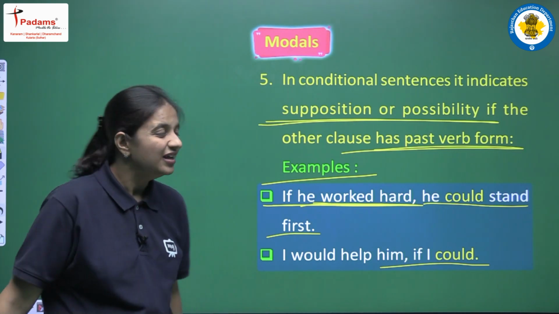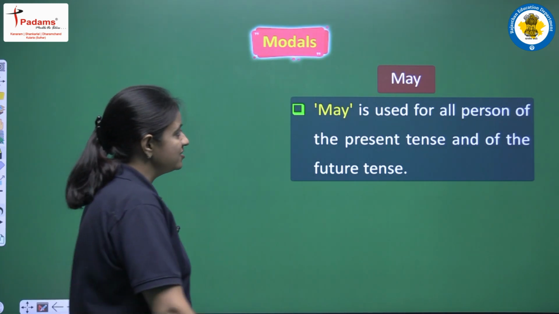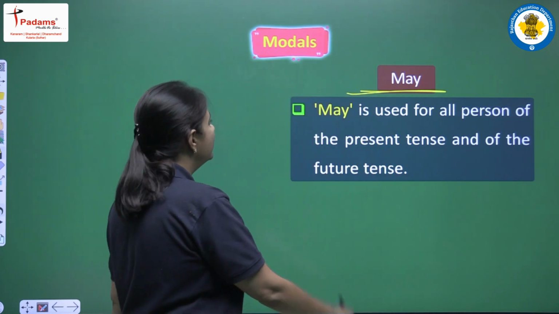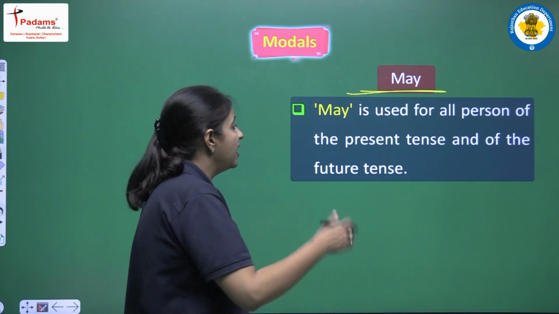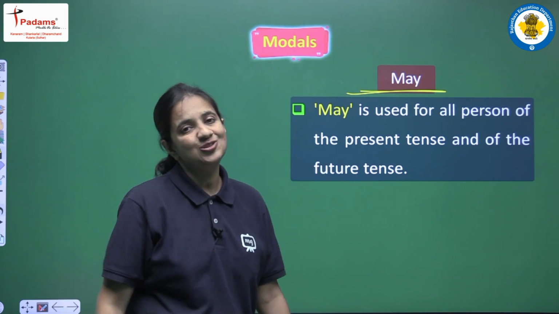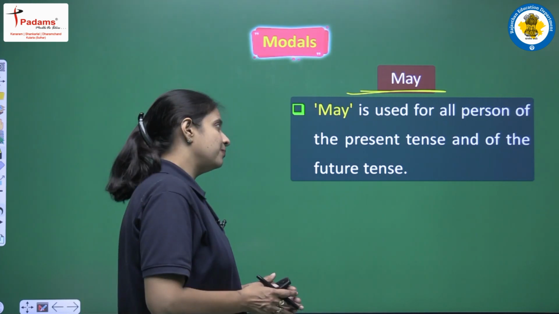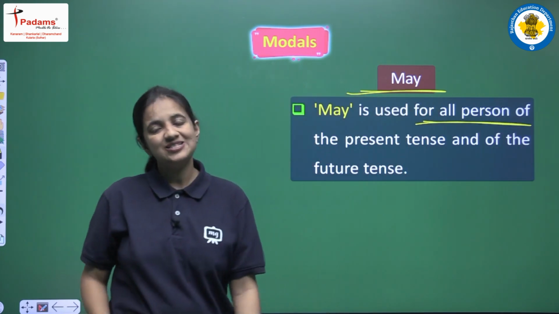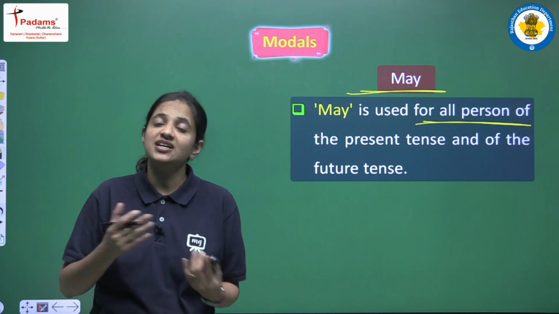Next, moving on, we have the third modal. The next modal here is may. Let's read. May is used for all persons of the present tense and of the future tense. The first thing to be careful about is that may is a modal used for all the persons. All the persons means it is used for singular also, and for plural also, just like can and could, right?